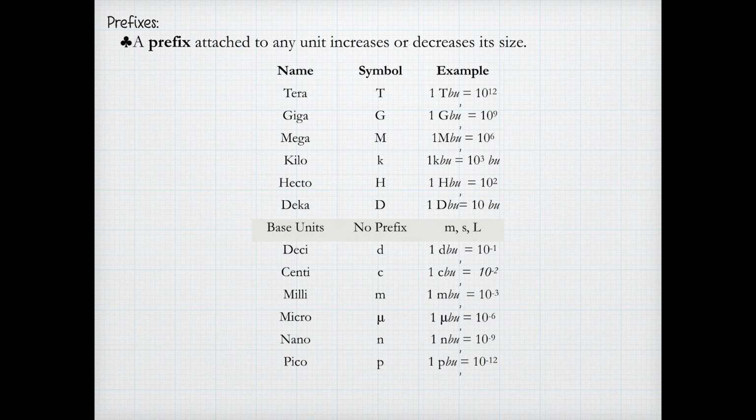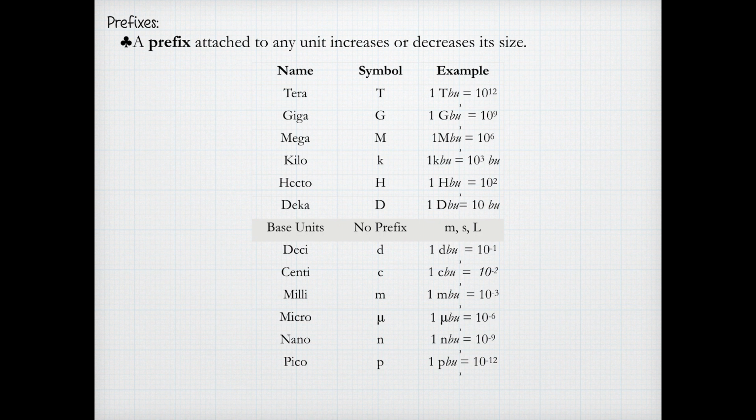1 giga base unit, or 1 gigameter, or 1 gigasecond, or 1 gigaliter is 10 to the 9th meters, seconds, or liters. 1 megameter, or megasecond, or megaliter is 10 to the 6th meters, seconds, or liters. So all of these prefixes make the unit bigger. Kilo is 10 to the 3rd, hecto is 10 to the 2nd, deca is 10 to the 1st, or just 10.